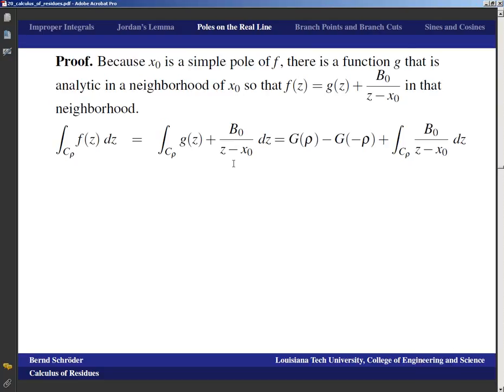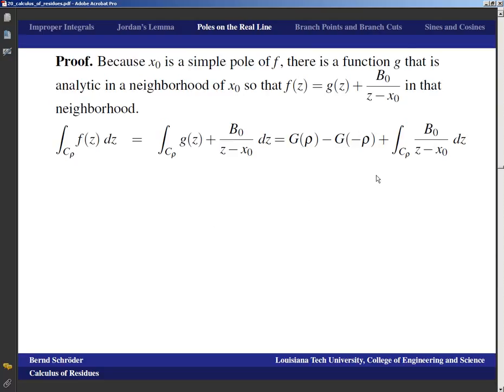Right. Because g is analytic, it has an antiderivative capital G, and that's what we're going to use, of course, because there is an analog of the fundamental theorem of calculus which says that if you have a contour that is not closed and you integrate an analytic function along that contour, you get the value of the antiderivative at the end point, which is rho, minus the value of the antiderivative at the starting point, which was negative rho, since this thing was negatively oriented, clockwise.